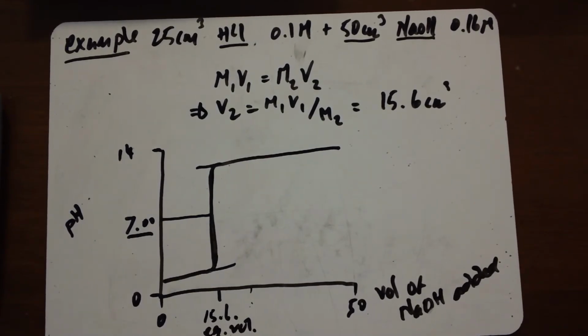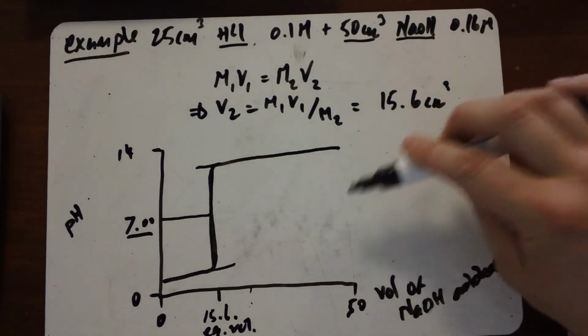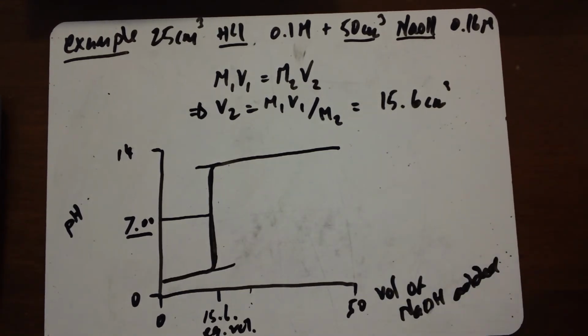You will need to be able to construct pH curves like this for every possible combination of strong acid and weak base, strong acid, strong base, weak acid, and everything in between.